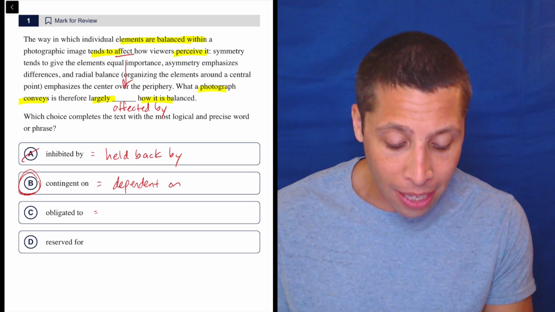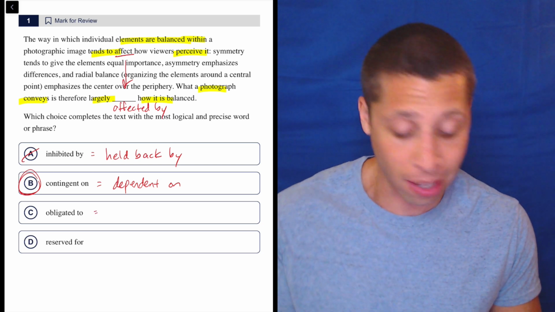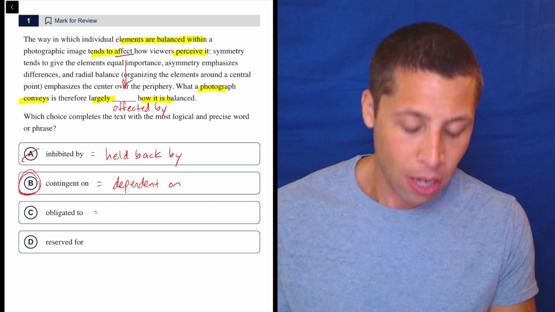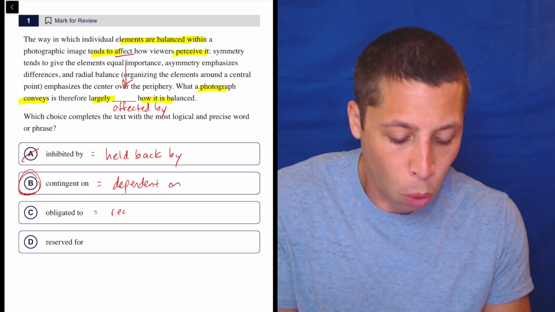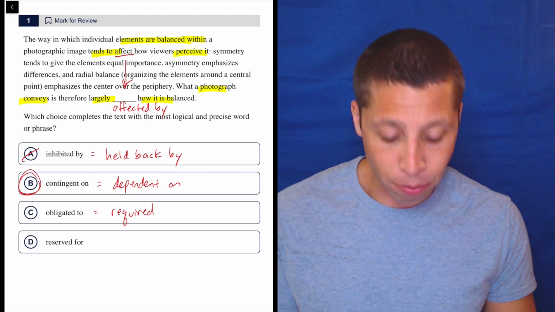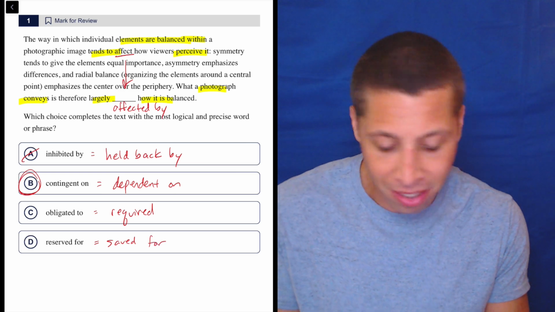Now, C, obligate, you should know what obligate means. If you're obligated to something, honestly, I don't even know how this would make sense here either. Obligated is kind of like you're almost required in some way to do something. You're obligated to do it. And reserved means kind of like saved for. But again, this just doesn't make sense.